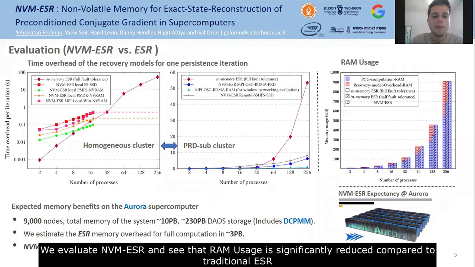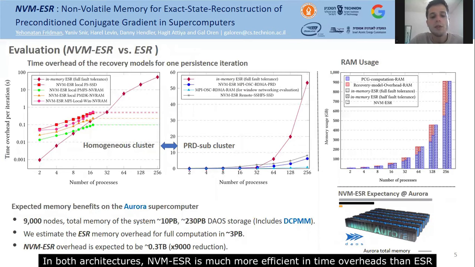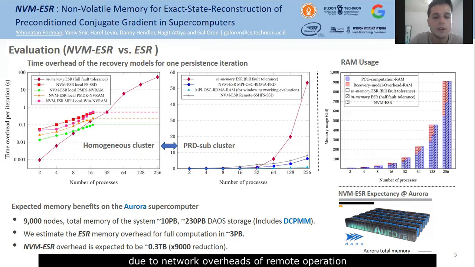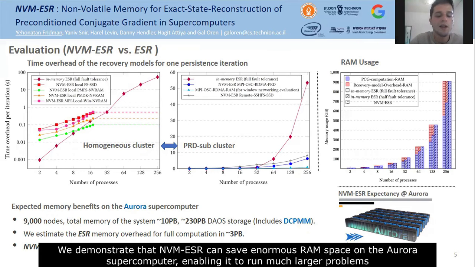We evaluate NVM-ESR and see that RAM usage is significantly reduced compared to the traditional ESR. In both architectures, NVM-ESR is much more efficient in time overhead than ESR. As expected, time overheads of the remote NVRAM subcluster are higher than those of the homogeneous NVRAM cluster due to network overheads of remote operations. We demonstrate that NVM-ESR can save enormous RAM space on the Aurora supercomputer, enabling it to run much larger problems.